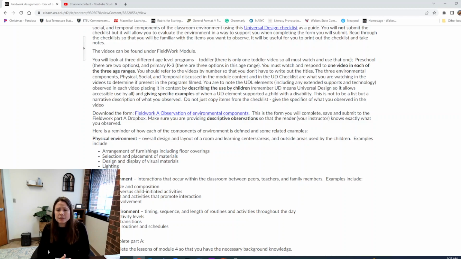And you're going to look at that UDL checklist. You're going to have this out while you're watching the videos. And I want you to see any kind of extended support or technology that you're observing in the video. This is going to help describe the child, right? You're going to describe the child, the environment, but how are they using these elements in the classroom? Give examples. How is the universal design element supporting that child that has a disability in early childhood?